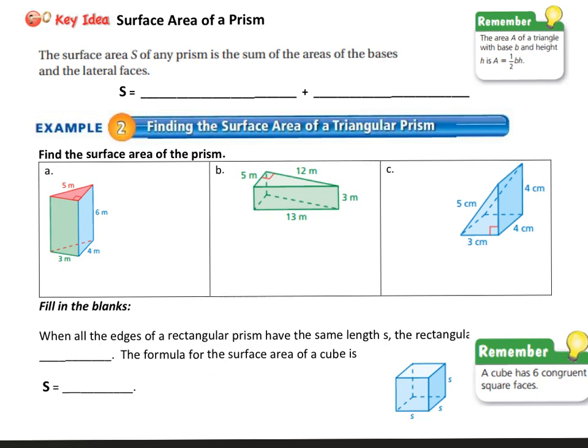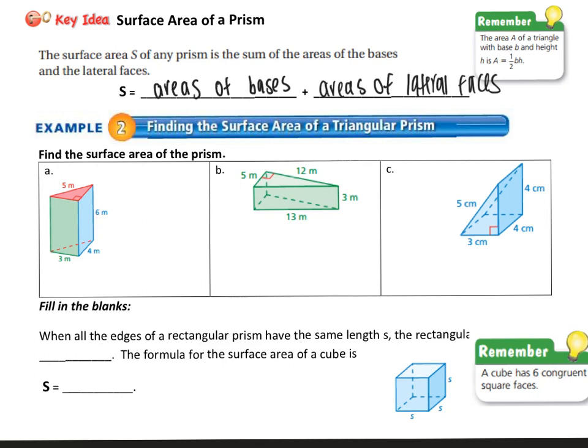Okay, the surface area, S, the letter S, of any prism is the sum, remember sum means adding, of the areas of the bases and the areas of the lateral faces. So algebraically, meaning like a formula, this would mean that the surface area is equal to areas of bases plus areas of lateral faces.